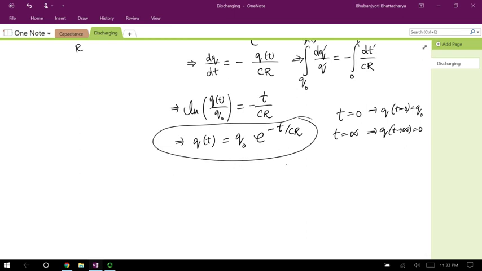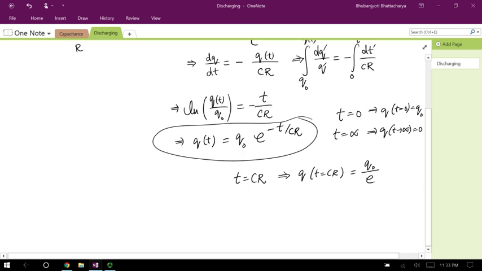And usually what we say is that because this is an exponential decay, once the charge on the capacitor has gone down to about 1 over e of the initial charge, that would happen when t is equal to CR. So when t equals CR, then q at t equals CR is equal to q0 over e. So the charge has gone down to the initial charge divided by an amount e. At that point, we will say that the capacitor is sort of discharged. And so this is often referred to as the time constant of a capacitive circuit.